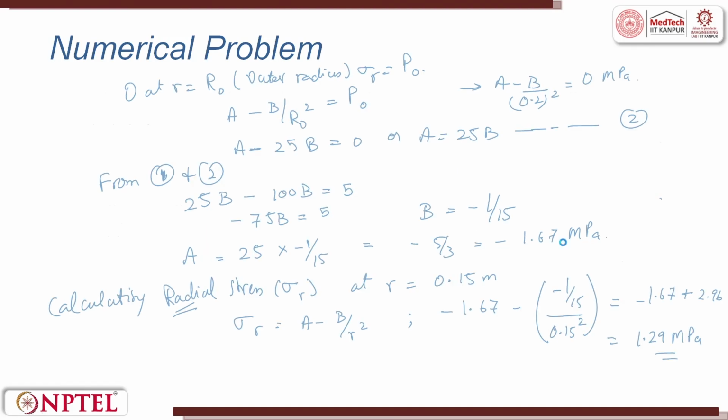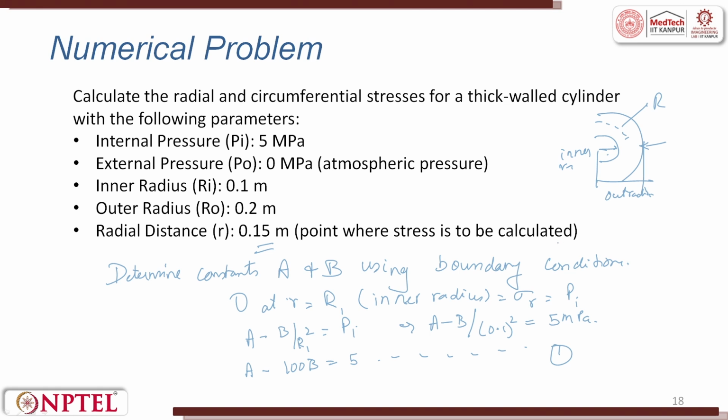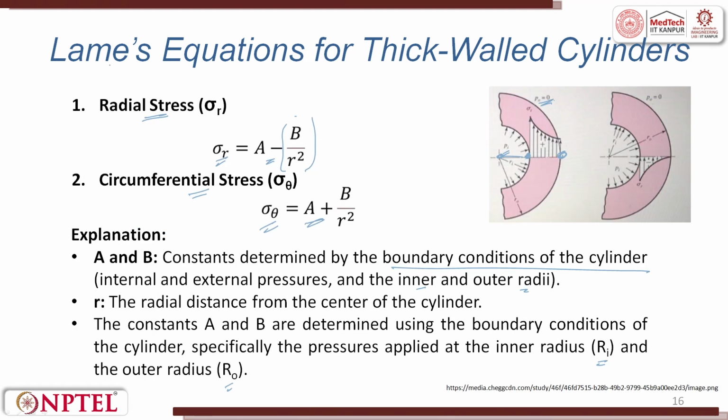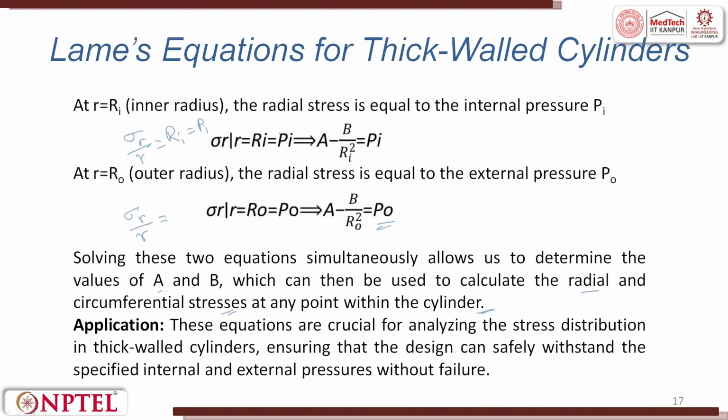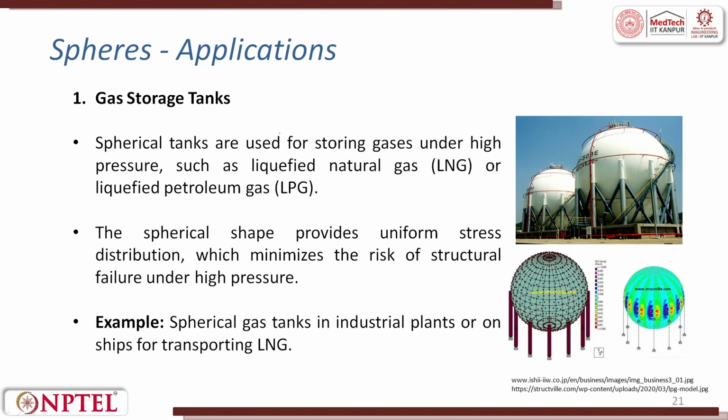So in this problem, we tried to find the radial and the circumferential stress, wherein we used Lame's equation in finding out the radial stress and circumferential stress. The constants A and B have to be found out. We are trying to find out the constants and we are trying to solve the problem. Now, let us move into spheres application.